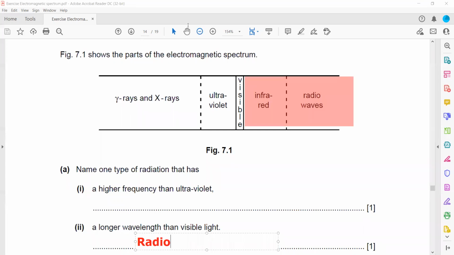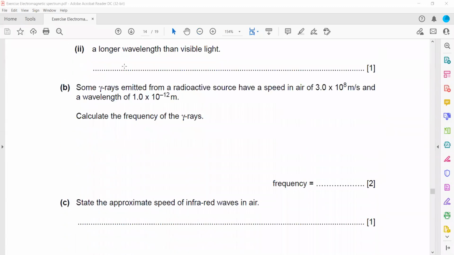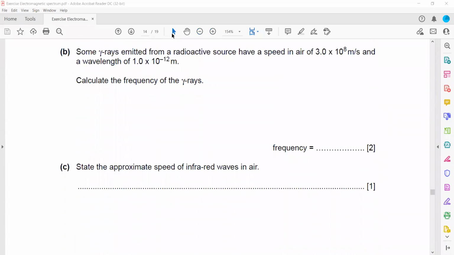Even I can write infrared, that is also a right answer because they all have higher wavelength. Some gamma emitted from the radioactive source is having a speed of 3 into 10 to the power 8 and wavelength is 1 into 10 to the power minus 12. What is the frequency? So we use a wave equation, v equals f lambda, that is speed of the wave is equal to frequency multiplied by wavelength.